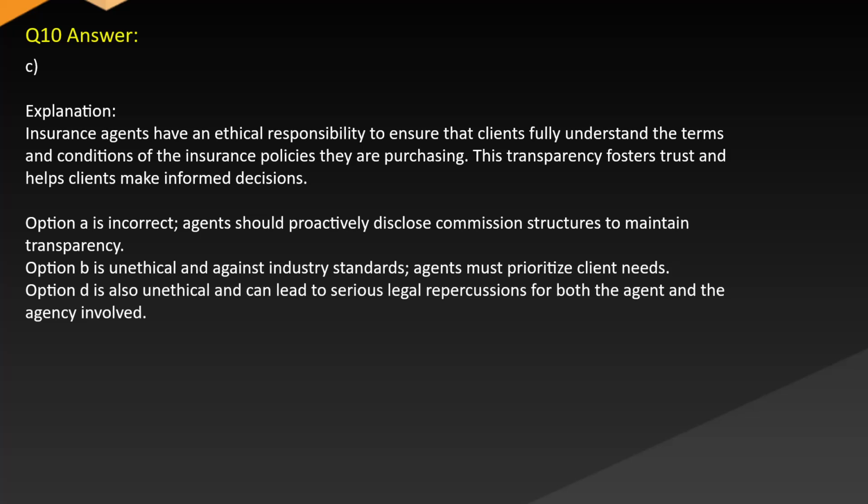Answer. C. Explanation. Insurance agents have an ethical responsibility to ensure that clients fully understand the terms and conditions of the insurance policies they are purchasing. This transparency fosters trust and helps clients make informed decisions. Option A is incorrect. Agents should proactively disclose commission structures to maintain transparency. Option B is unethical and against industry standards. Agents must prioritize client needs. Option D is also unethical and can lead to serious legal repercussions for both the agent and the agency involved.